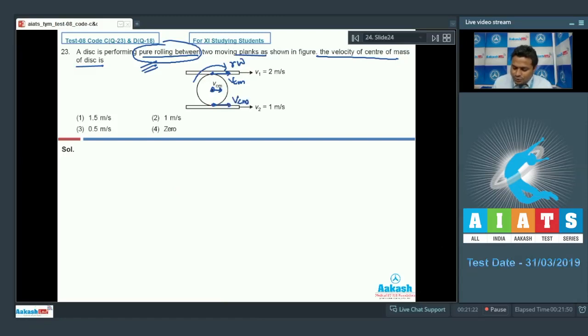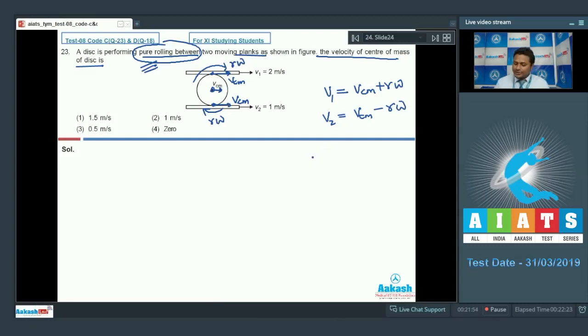VCM will also be there, but due to the rotation, there will be a backward speed, that is r omega. So the speed at highest point, that is V1, will be what? VCM plus r omega, because they are in same direction, horizontally forward. On the other hand, the speed at lowermost point V2 will be what? VCM is forward, but r omega is backward. That's why it will be subtracted.